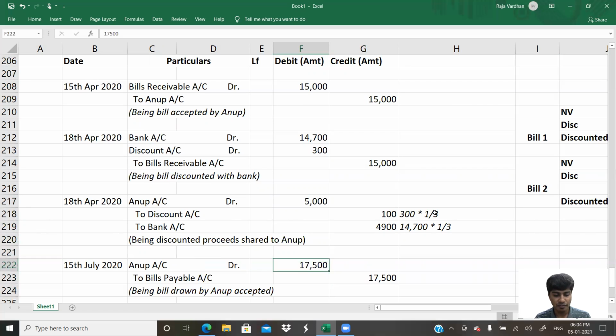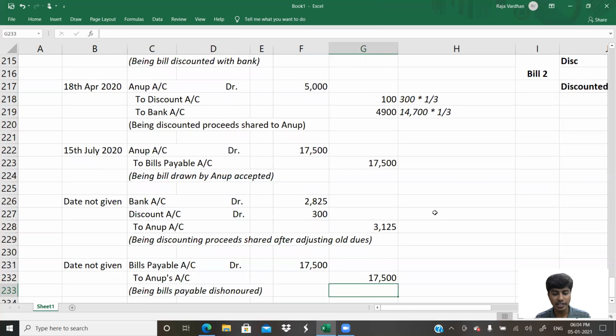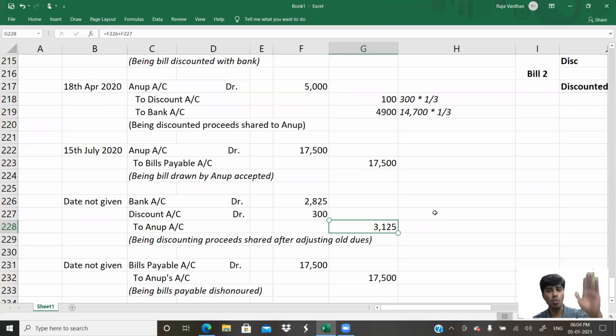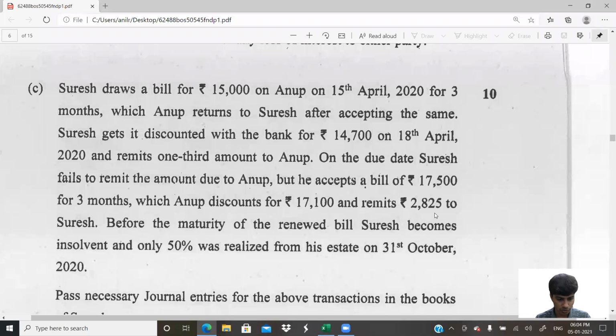17,500 here. 17,500 debit here, and that 17,500 is credit here. That will get nullified. Whatever is debited to Anup account is credited here. That's getting nullified. What is there here? Anup account credit 3,125. So this 3,125 is what he owes to Anup because of the second bill. So total money that Mr. Suresh owes Mr. Anup is 10,000 for bill number 1 plus 3,125 for bill number 2. That is 13,125 rupees.